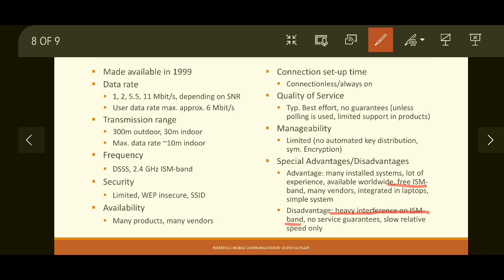So that is one of the disadvantages of using the ISM band. Another disadvantage is lack of QoS, that is, no service guarantee. Then slow relative speed only. So 6 Mbps available out of 11 Mbps is a relatively lower throughput. So the relative speed that is achieved is much slower compared to expectation.